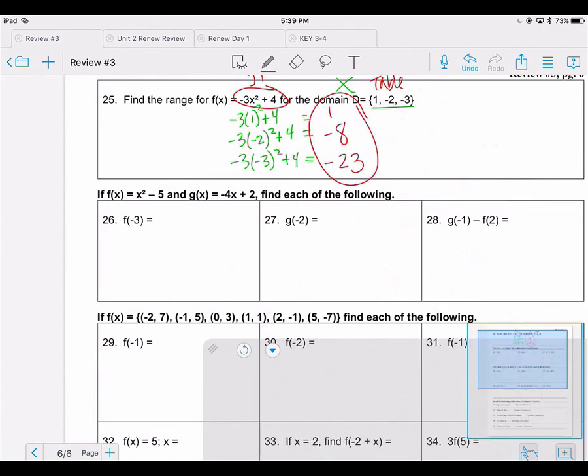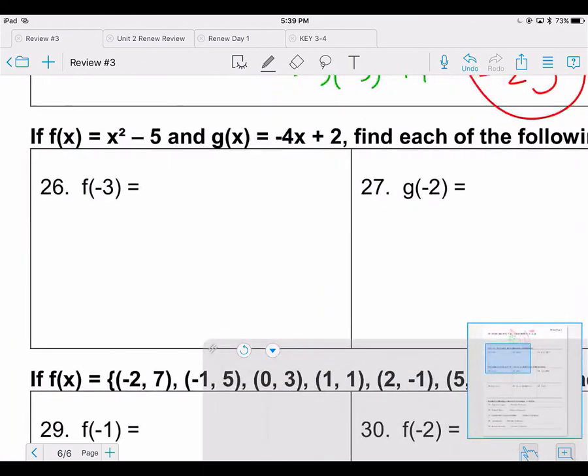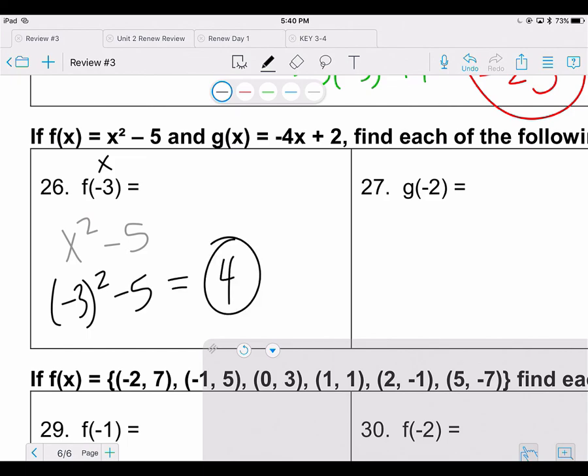For 26, 27, and 28, they are asking us to use the f of x or the g of x functions. Remember that the letter in front tells you what function you are going to use. So 26, we are looking at function f. So I'm going to rewrite that function. Whatever is inside my parentheses is my x value. So instead of x, I'm writing negative 3 and solving. So I plug in negative 3. Negative 3 squared is positive 9. 9 minus 5 is 4.